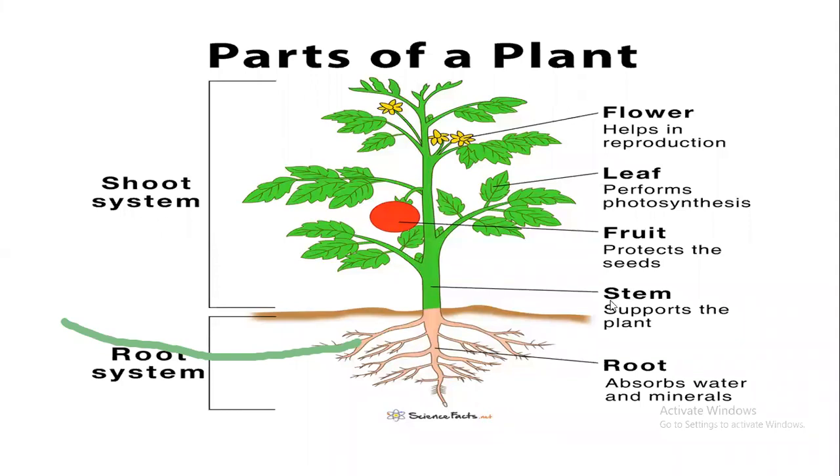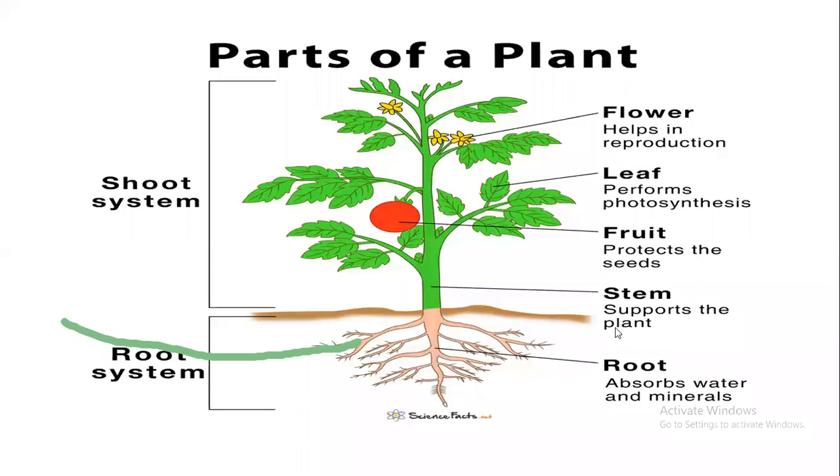Next one is stem. What does stem do? Stem provides support to the parts of the plant. You can see that in the center there is a stem. Stem is providing support to the plant. If the stem is weak, the plant is unable to withstand harsh conditions like windy weather. So what is the function of stem? Stem provides support to the plant.